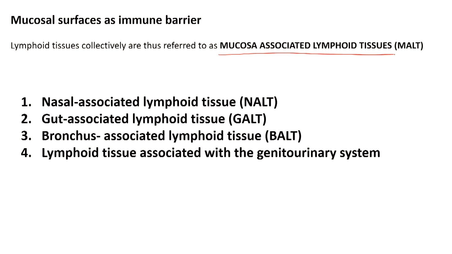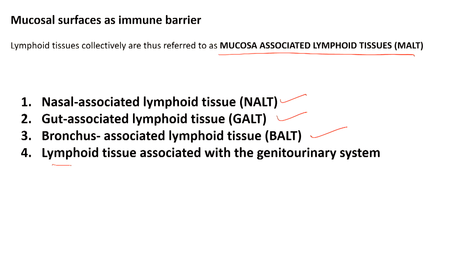So as such, when we talk about the mucosal surfaces as an immune barrier, there are cells present there, and they are collectively called mucosa associated lymphoid tissues. They are called MALT, M-A-L-T, and these MALTs are characterized into different parts based on their locality, such as nasal associated lymphoid tissue, NALT, which is in the nasal cavity. Gut associated lymphoid tissue, G-A-L-T, GALT, is present in the gut wall. Then we have bronchus associated lymphoid tissue, present in the bronchi or the respiratory tract.